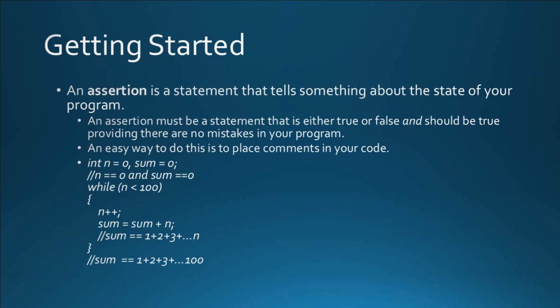An easy way to do this is to put comments in our code. So let's say int n equals 0, sum equals 0. I'm going to comment: n is equal to 0, and sum equals 0. Well, n is less than 100, n plus plus, sum plus n, sum equals 1 plus 2 plus 3 plus n, so we know at the end sum is all the numbers added up to 100.